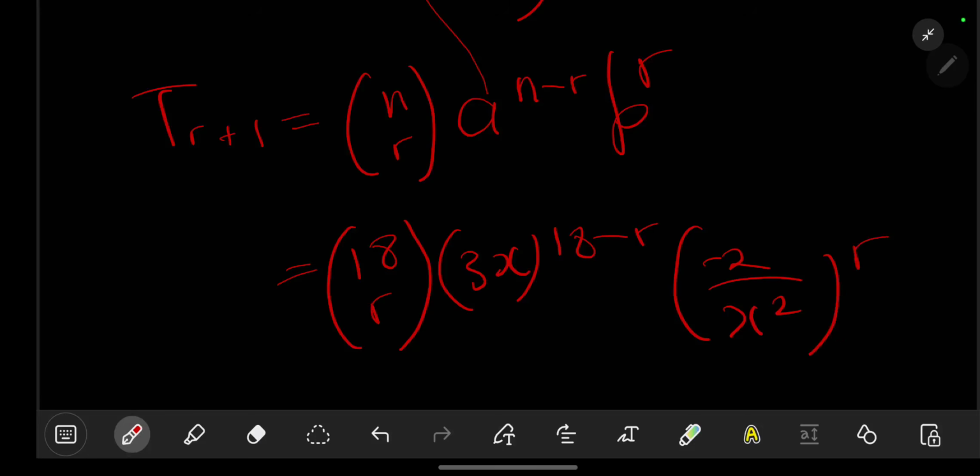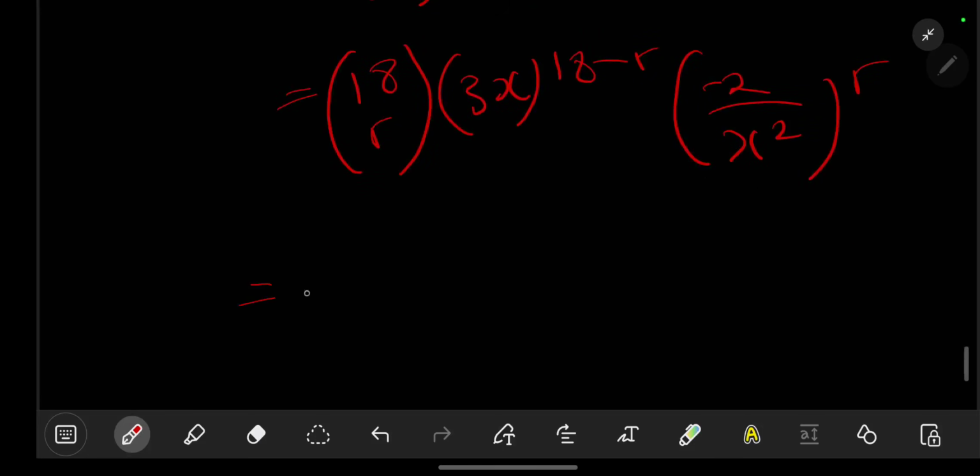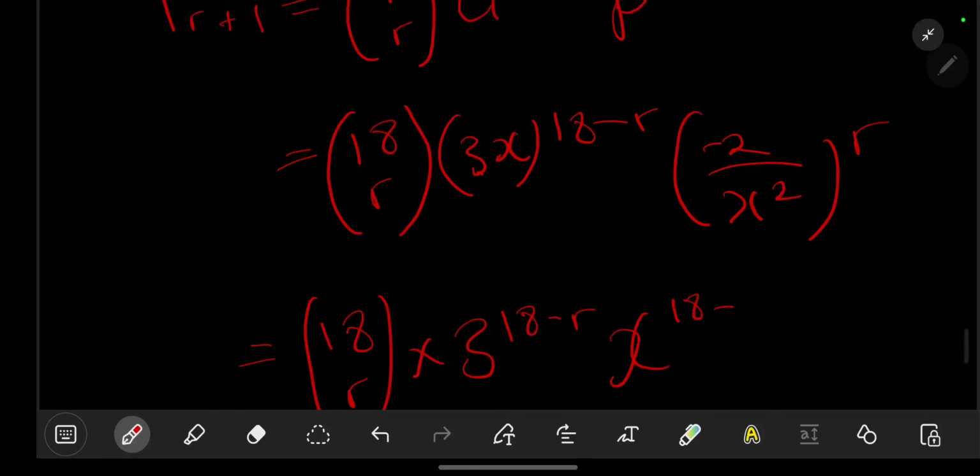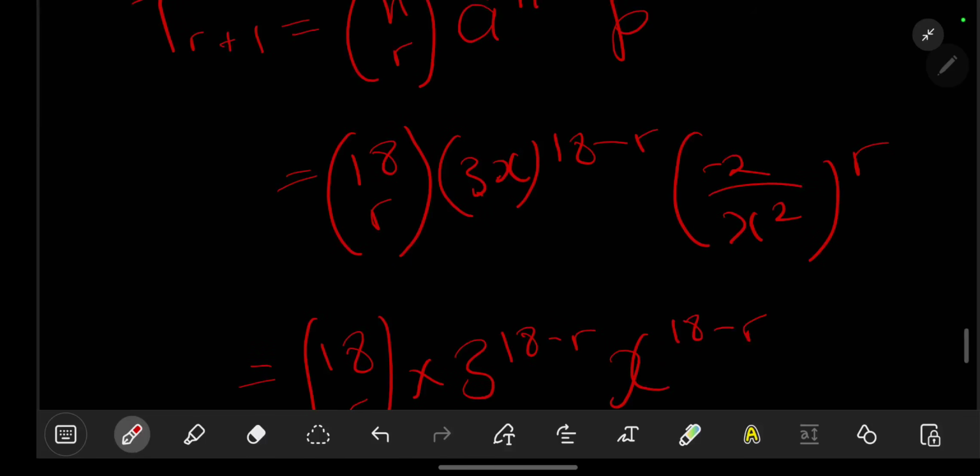Then the power is r, like that. So we have 18 combination r. We can split this by saying this is the same as 3 to the power of 18 minus r. Then we have our x to the power of 18 minus r. So it can be distributed like that.